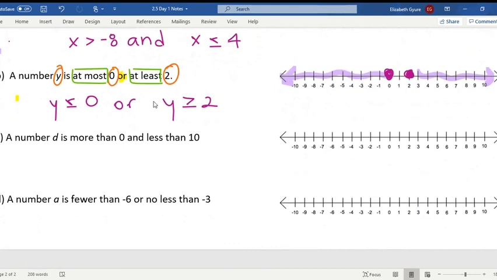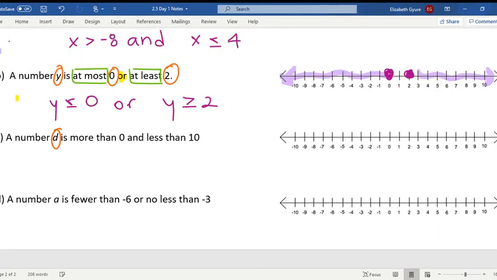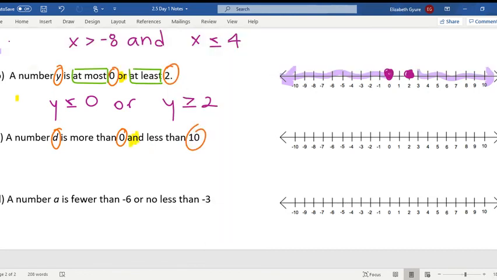Two more. A number D is more than 0 and less than 10. Identify your numbers. We have the variable D, 0 and 10. Do you guys think this is an and or an or inequality? Look at your words. Is Jaden the only one that knows? I can't be sure. All right, it's an and. This is an and inequality.